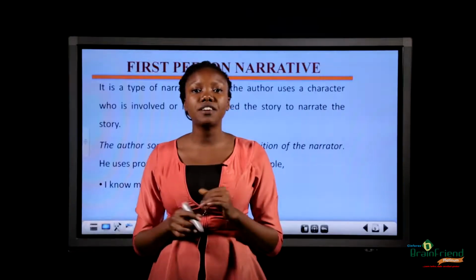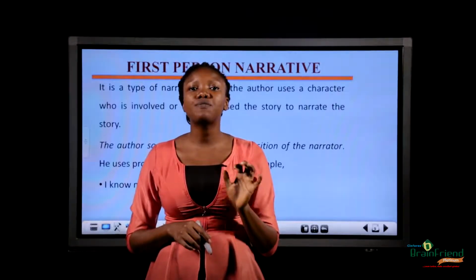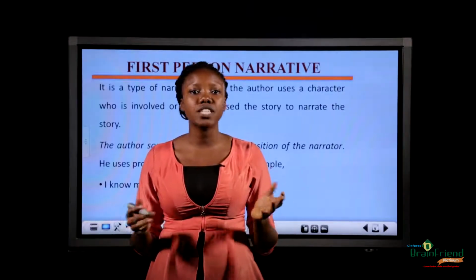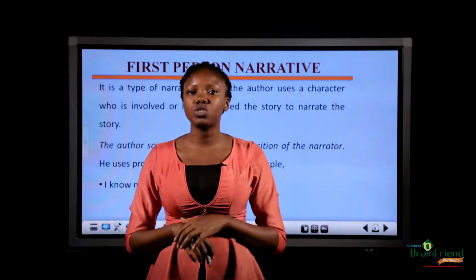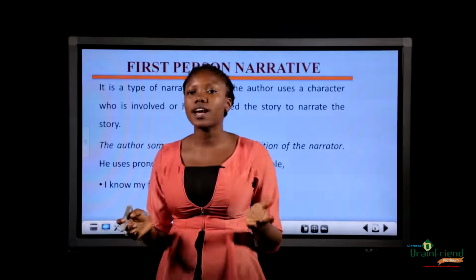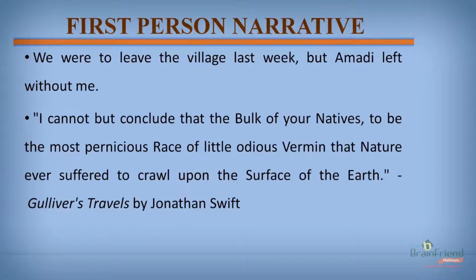Now let's see what the first person point of view is. The first person narrative perspective is when the writer uses a character that has a first-hand experience of the events in a storyline. The author can also assume this position. He uses words like I, me, and we. For example, I know my friend Ngozi is intelligent. Another example, we were to leave the village last week, but Amadi left without me.